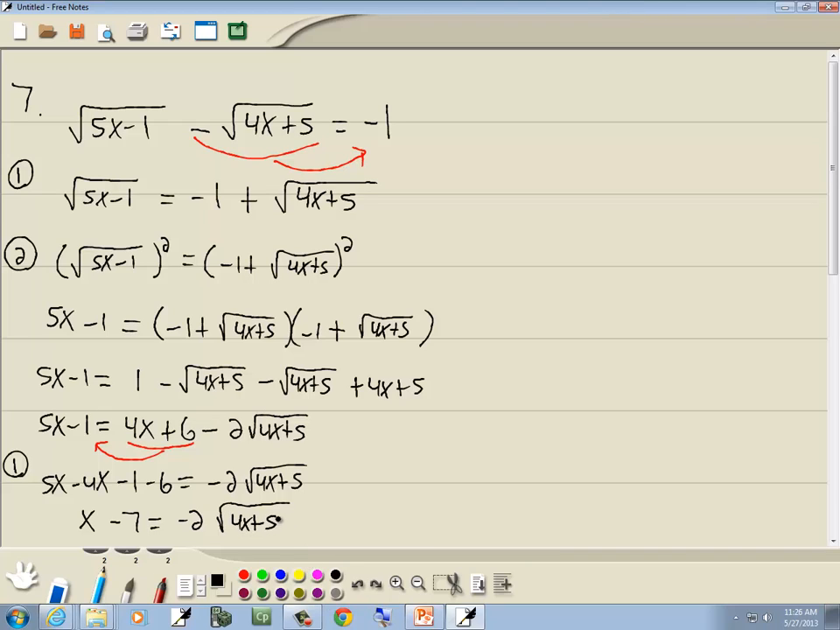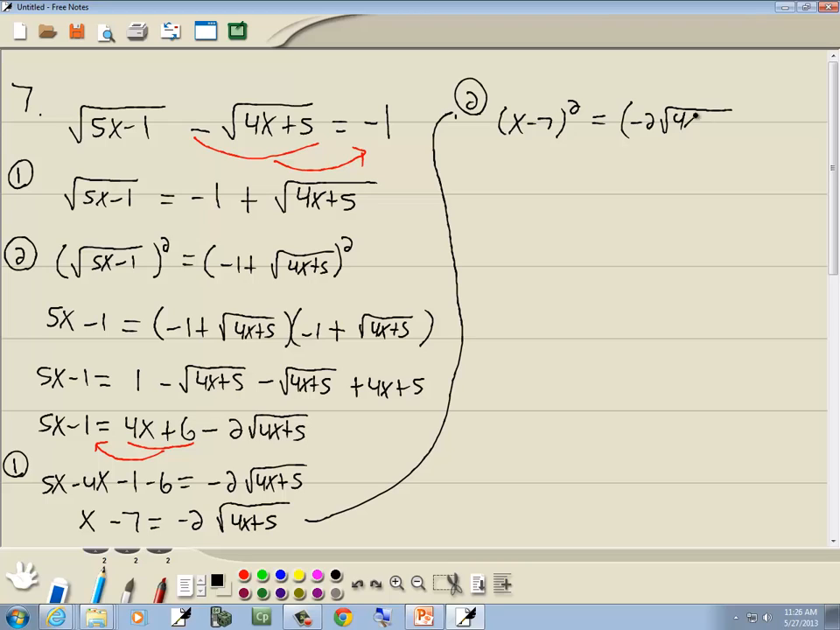Now the radical is not by itself, but if I divide both sides by negative 2 to get the radical by itself, I'm going to create a fraction. And again, we don't want to do that. So I'll go down to step 2. Step 2 says raise both sides to a power equal to your index. It's a square root again, so we're going to square both sides. So we've got x minus 7 squared is equal to negative 2 square root of 4x plus 5 to the second power. Now x minus 7 squared means x minus 7 times x minus 7.